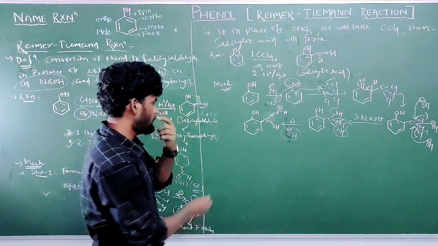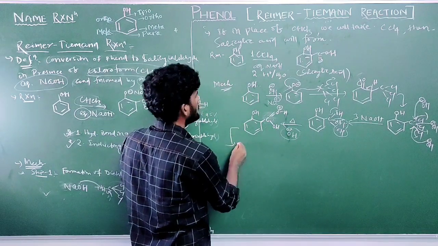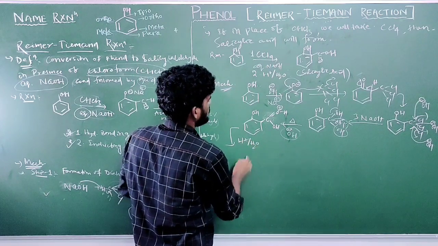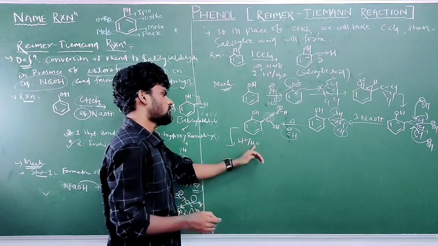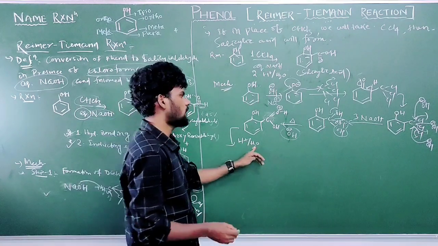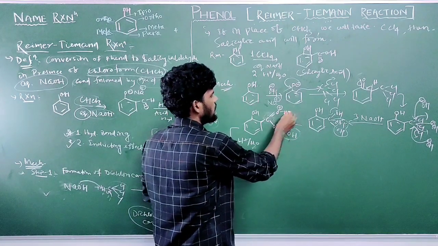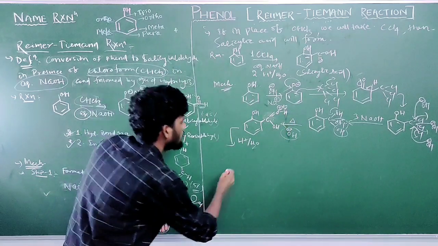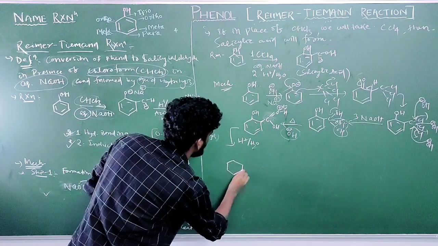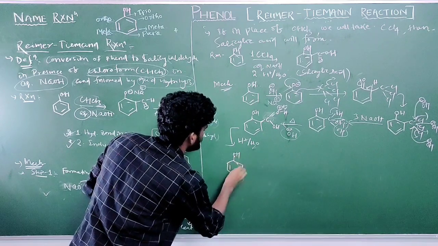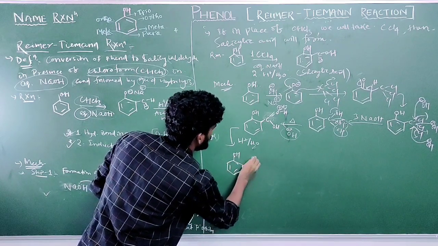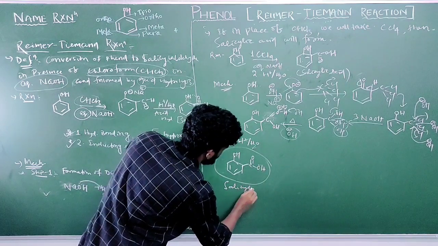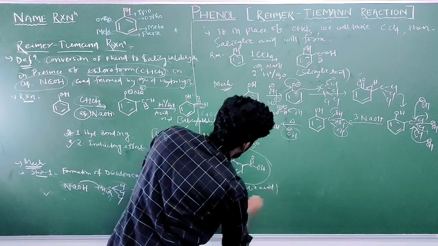In the next step we are using H plus water. From water, OH minus takes this hydrogen and this bond moves over to oxygen. What will it form? It will form OH, C double bond O, OH: salicylic acid. Just mark 2 points.